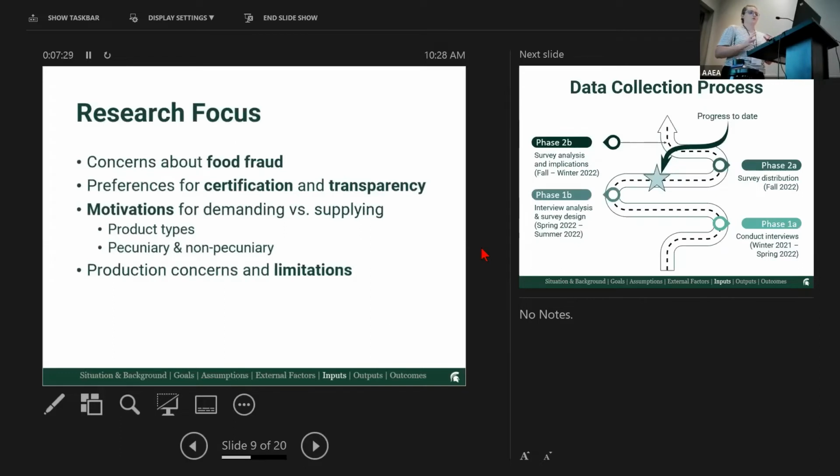The focus of the research starts with concerns about food fraud. That's related to their preferences for certification and transparency, and motivations that both consumers and the supply chain have for demanding versus supplying different product types, so fresh cuts of meat, processed, frozen, things like that. And if those motivations are financial in nature, or if they come from personal, like cultural experiences or moral or ethical beliefs. And then finally, we have exploration into the production concerns and limitations that processors currently feel they face day to day in their operations.